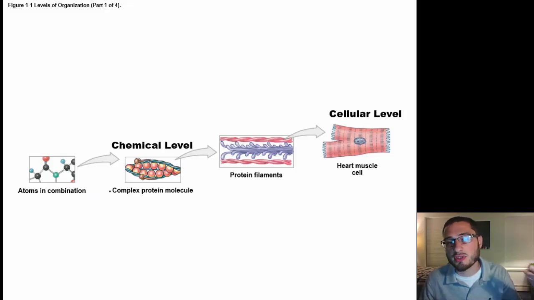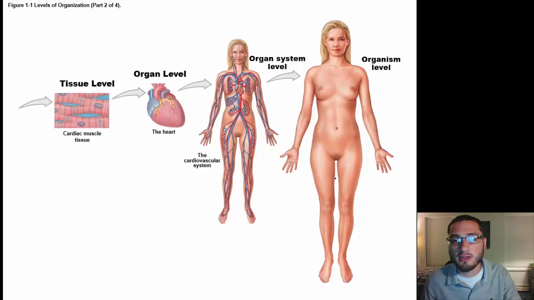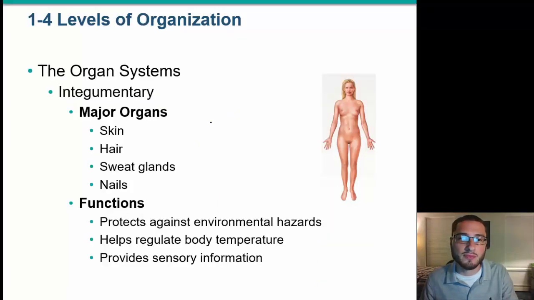Atoms and molecules are going to make up larger molecules. So atoms are going to make up proteins. Proteins are going to make up maybe protein filaments, and then they're going to form these cells. And cells are going to work together to form tissues. Tissues are going to work together to form organs. And then organs are going to work with other organs to form organ systems, and organ systems are going to work with other organ systems to form that organism. It's just a general overview.